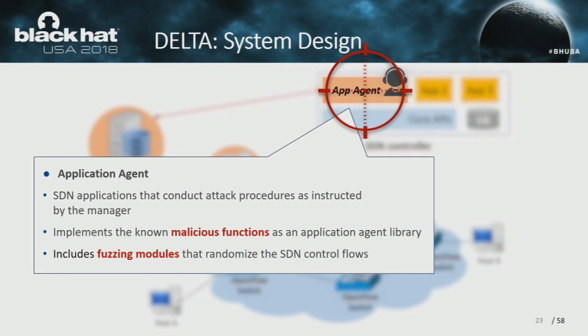And the application agent is an SDN application running inside a target controller. And it includes various known attack scenarios that could be performed by an SDN application. So we need to develop different SDN application agents for each controller, because each controller provides its own network functions and open APIs. And it has the fuzzing modules for finding new vulnerabilities. So it can intercept, forge, and change the SDN control messages in the controller. The forging technique used in Delta will be explained in a later slide.